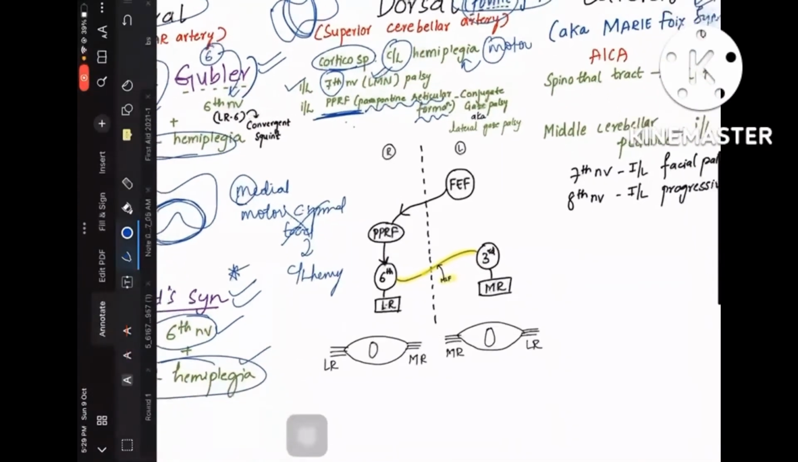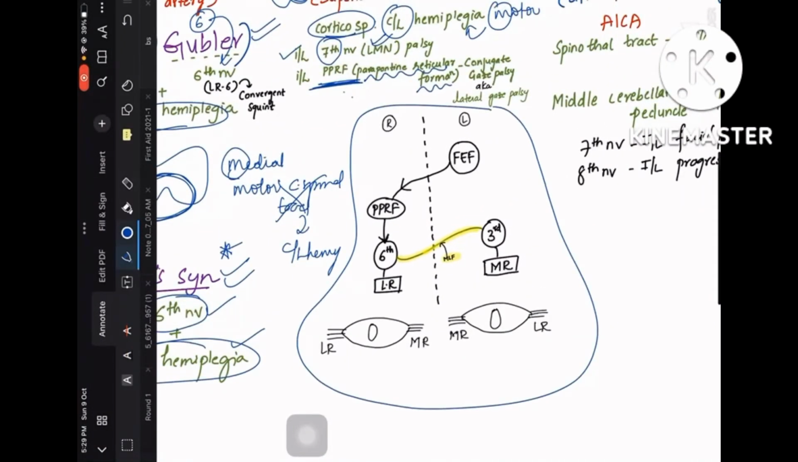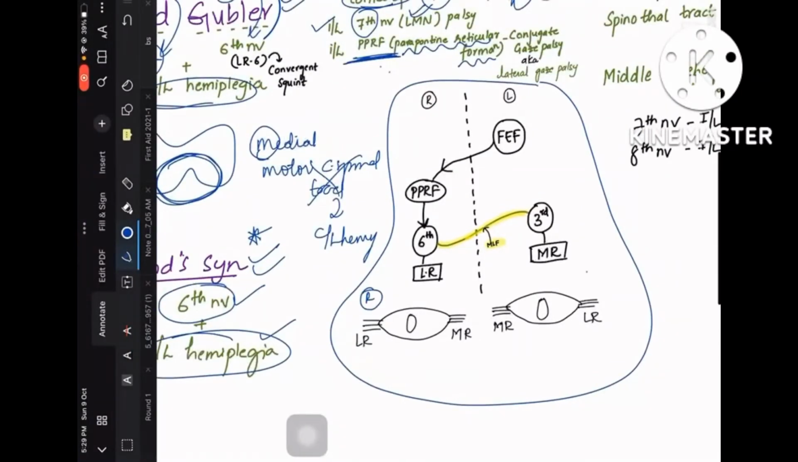So let us understand what PPRF actually is. This is the representation of the eye muscles, guys. Here you have the right eye, this is the left eye, this is the lateral rectus, medial rectus and the lateral rectus. Now in the brain, the left-sided frontal eye field sends its impulses, or is connected, to the right-sided PPRF. The right-sided PPRF is in connection with the right-sided sixth nerve nucleus. From the sixth nerve nucleus, the nerve arises and supplies the LR6. LR6 is the sixth nerve.